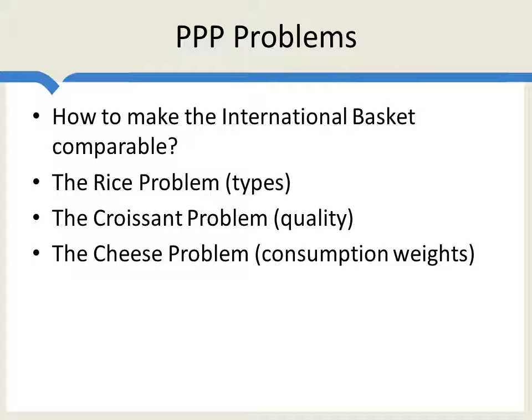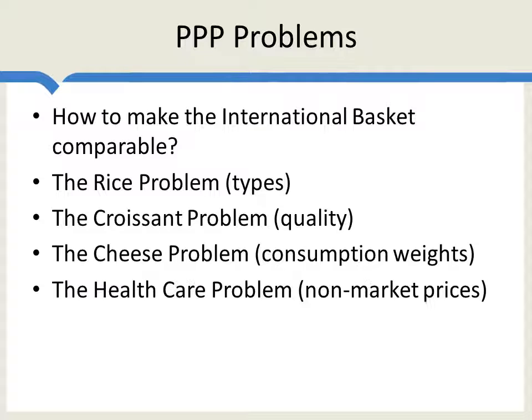Then there's the cheese problem, or the consumption weight problem. We consume a lot of cheese in the United States. They don't consume very much in China. So if cheese is more expensive in China than it is in the United States, that doesn't mean that the Chinese have a lower standard of living, because they don't want to buy the cheese anyway. So we have to try and take into account that this basket of the goods has to be comparable across countries. So we don't want to use the U.S. consumption ratios. In fact, we don't want to use the Chinese consumption ratios either. We want to try and create some middle ground.